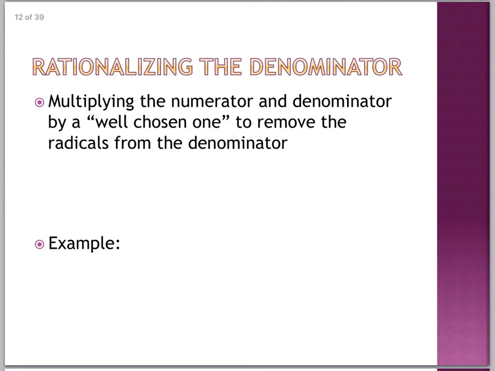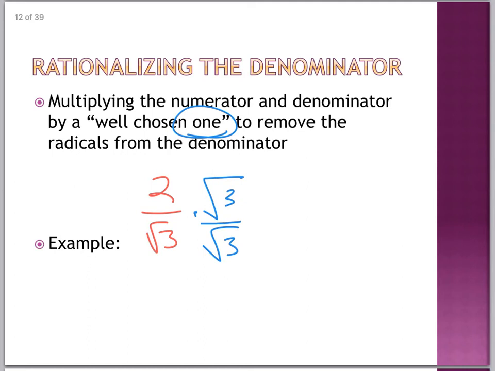Rationalizing the denominator. This is multiplying the numerator and denominator by a well-chosen number to remove the radicals from the denominator. So here's what I'm really doing. If I had 2 over the square root of 3, that is not an acceptable form if I said I wanted it in simplified form. But what I can do, well-chosen 1. Watch this. Square root of 3 over the square root of 3. I assume you'd agree with me that is the number 1, right? Anything divided by itself that's not 0 is 1.